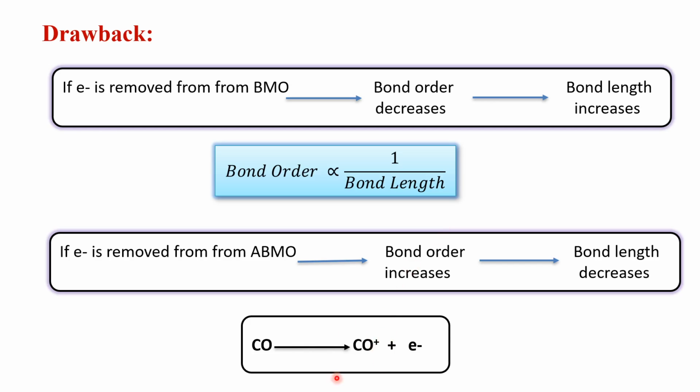So how is this CO plus ion formed? This CO plus ion is formed from the CO molecule by the removal of an electron. Okay, so we have to find out whether the electron is removed from a bonding molecular orbital or from an antibonding molecular orbital. If it is removed from the bonding molecular orbital, bond order decreases, bond length increases.